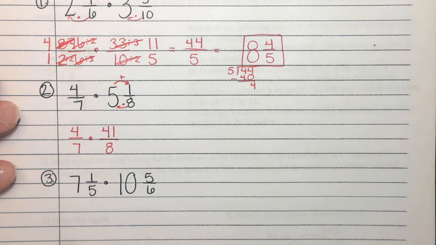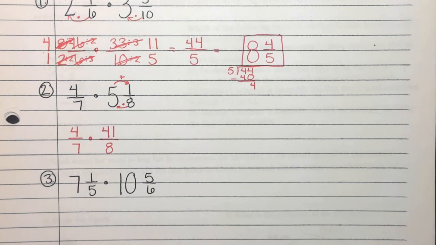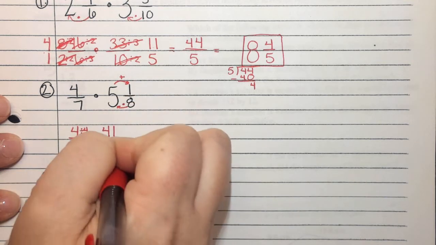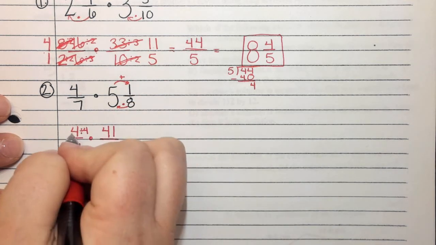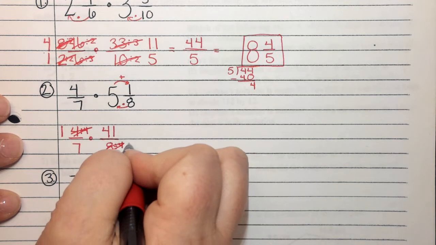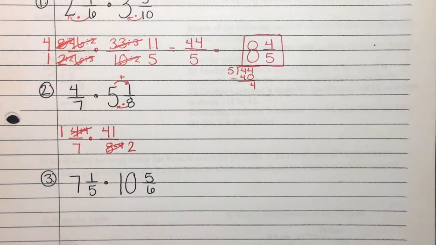Okay. Now I have tops and bottoms. Is there anything that can simplify on the top and the bottom, Vanessa? 4 and 8. What can I divide those by? 4. We can divide them by 4. 4 divided by 4 is 1. 8 divided by 4 is 2.